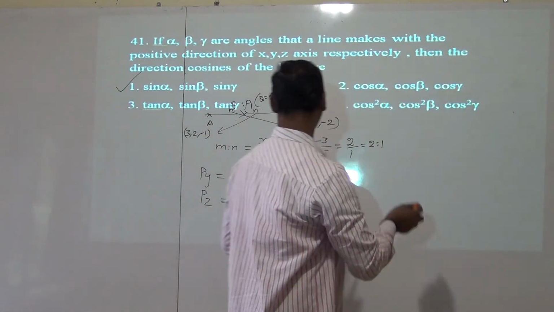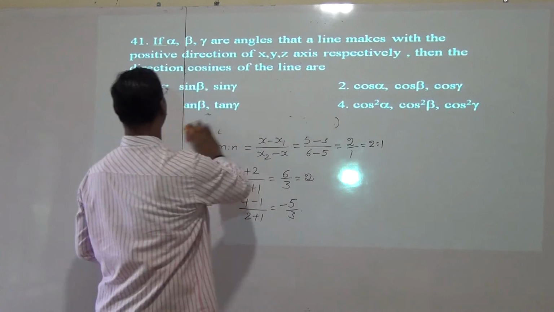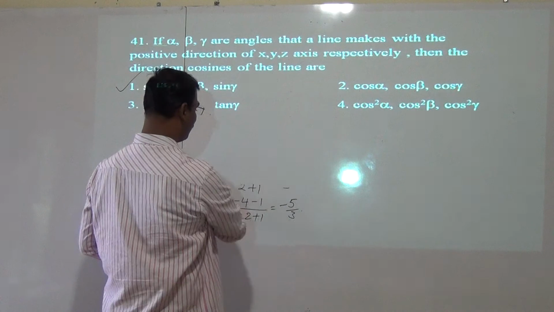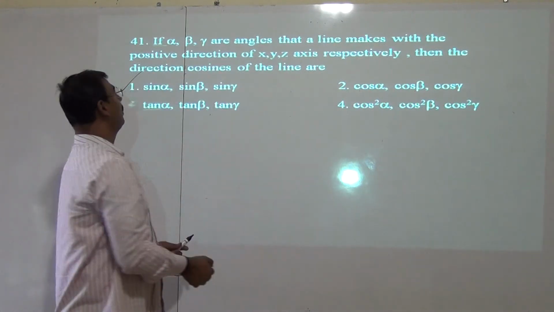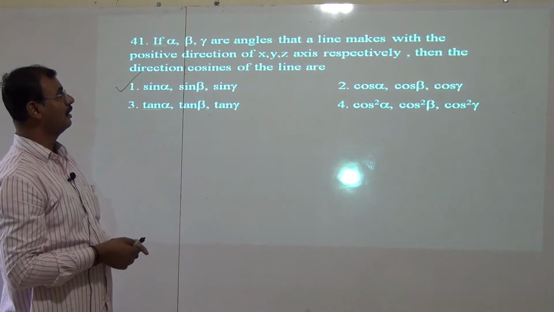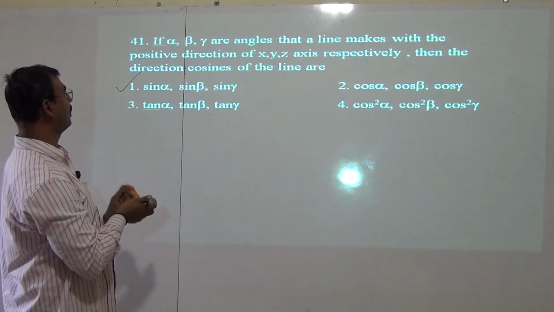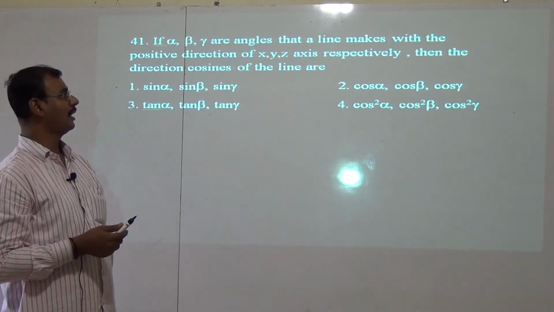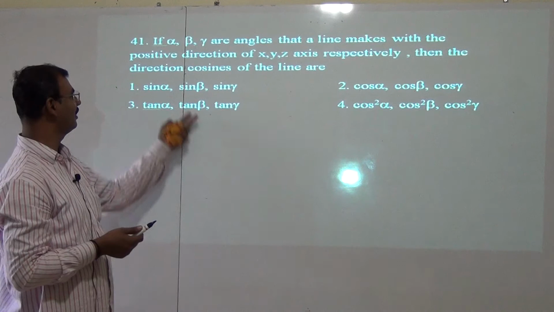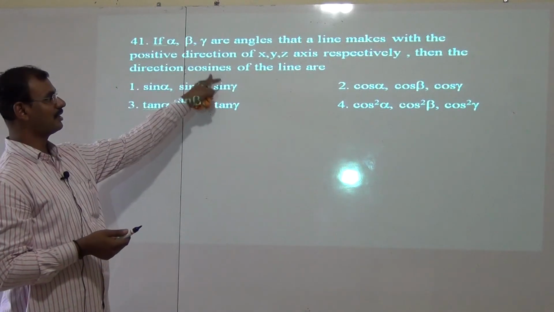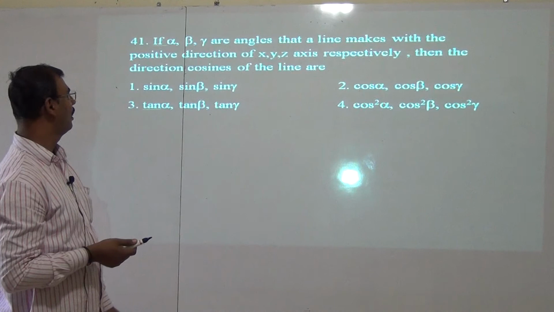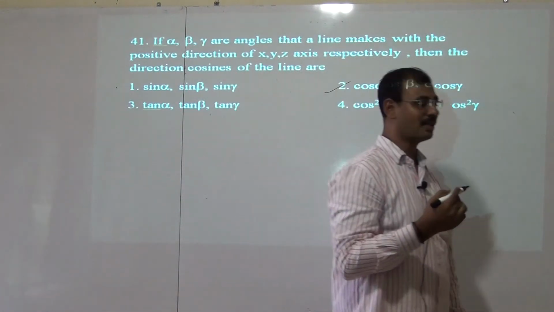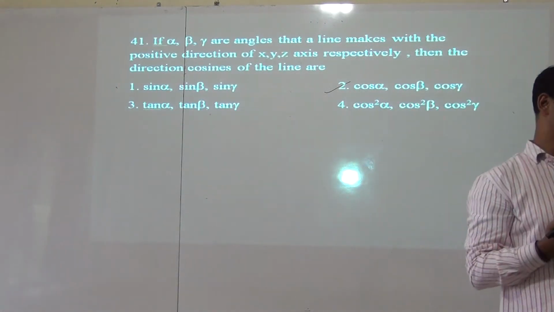See problem number 41. If alpha, beta, gamma are the angles that a line makes with the positive direction of the x, y, z axes respectively, then the direction cosines of the line are... Okay, this is the definition only. What are the direction cosines? Cos alpha, cos beta, cos gamma. So the second option. This is a theory, conceptual basis question.